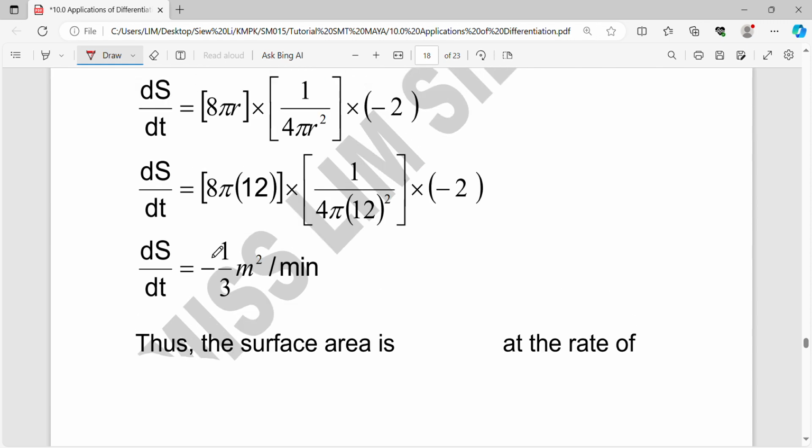Thus, when we look at our derivative here, when it is negative, it means the surface area is decreasing. So the surface area is shrinking at the rate of 1/3. When I say shrinking, it already represents that the rate of change is decreasing. So when we have dS/dt equal to negative, our sentence can be explained as shrinking by 1/3. There is no more negative, because the negative is already illustrated in the sentence, meaning shrinking, decreasing here.